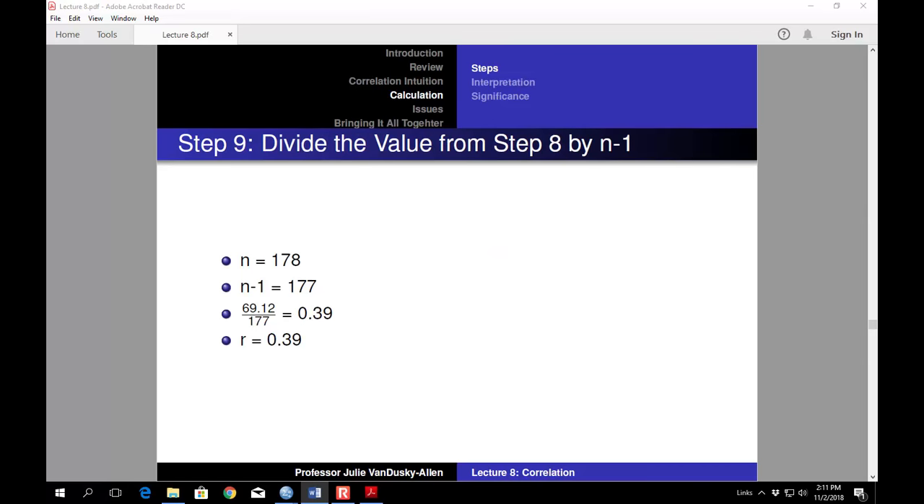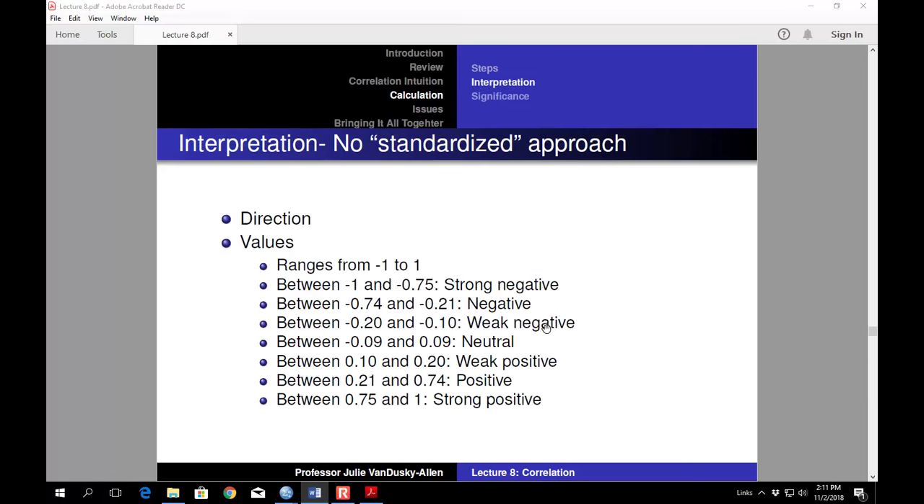Then you divide the value from step 8 by the number of observations minus 1, or 178 minus 1, which is 177. 69.12 divided by 177 is 0.39. This gives you your correlation coefficient of 0.39. Remember that the correlation coefficient ranges from negative 1 to 1. And it tells us if there's a positive, negative, or neutral relationship between two variables.